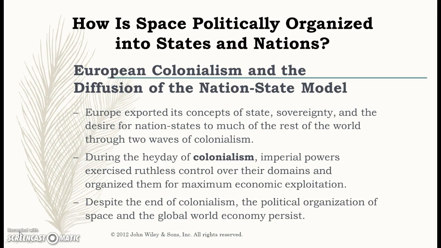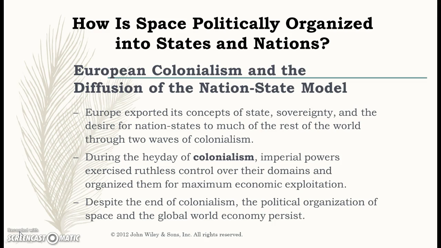Okay. And during the heyday of colonialism, when it was at its height, those imperial powers really are exercising pretty ruthless control over their domains, and they're organizing them in such a way that they're maximizing the economic exploitation, which means for the most part they're minimizing things like education and diversified economies, things like that.